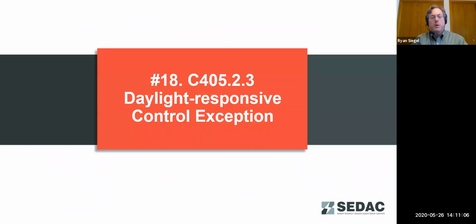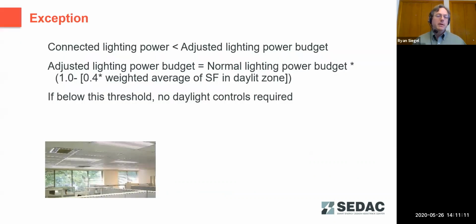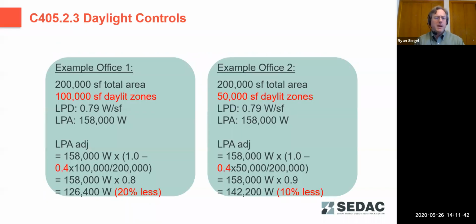All right, daylight responsive controls. Here, it's a little unusual in that we're covering the exception, and that is by reducing your connected lighting power, you are allowed to forego the daylight harvesting controls. So it's a 40% of the weighted average that is in the daylit zone. So if you are below that threshold of a 40% savings, you don't have to purchase, install, commission, and maintain those controls. So a couple of examples.